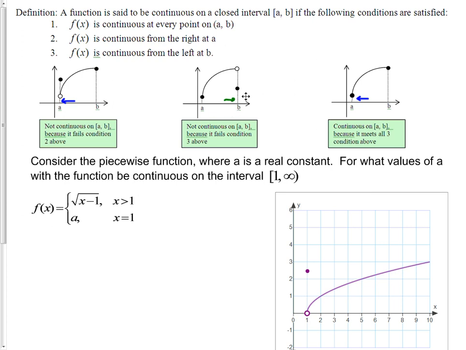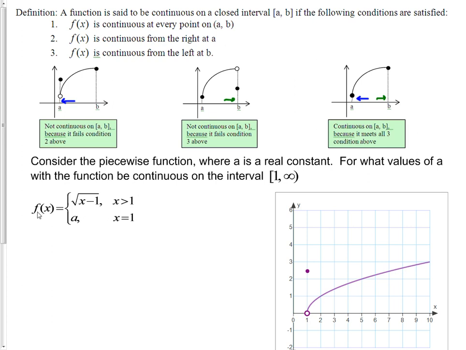In this second case, it's not continuous because the two different values do not agree, but in this last graph, it does. Remember, when we're talking about continuity right here, we want to ensure that all three conditions are met, that the value of the function is defined, that the limit as we approach from either the left or right as appropriate exists, and that the two values agree with each other. So let's consider a specific example.